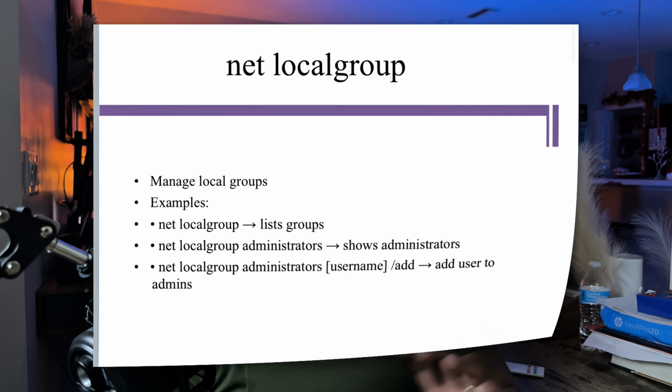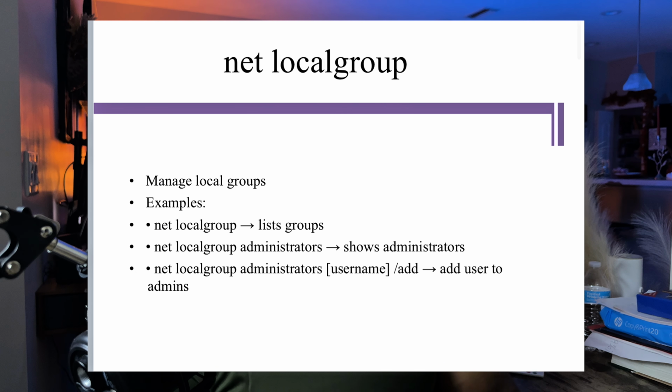The next command is net localgroup. This manages local groups, right? Like the admin groups and stuff like that, right? Now, if you want to list the groups, you just type in net localgroup, right? So net space localgroup, right? You get to see all the groups. And then if you want to pick a specific group, you'll put net localgroup administrators, right?